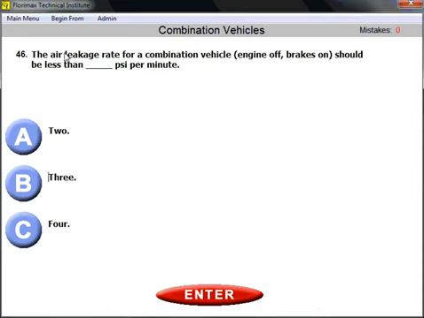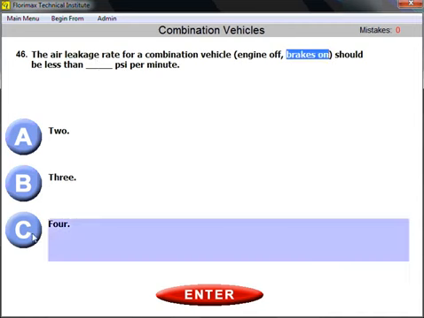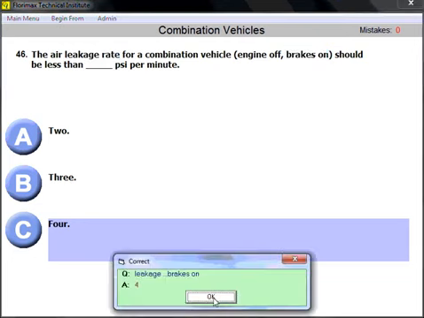Question number 46. The air leakage rate for a combination vehicle's engine off, brakes on, should be less than how many psi per minute? 4. Remember, when you read brakes on, that means 4. In one of the previous questions you were asked with the brakes off. With the brakes off, the leakage rate would be 3. But here, the leakage rate with the engine off and brakes on is 4. Okay, very good.